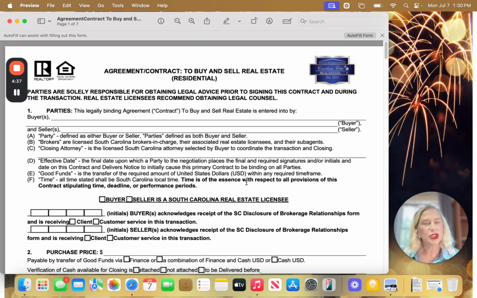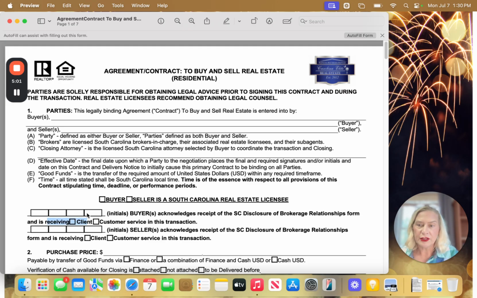All of these things, if you just draft up an email and kind of keep your clients in the loop, it is a great standard of practice for you guys to get in the habit of. All right, next section. The buyer or seller is a South Carolina real estate licensee. If the seller is a real estate agent or the buyer is a real estate agent, we must mark this block.